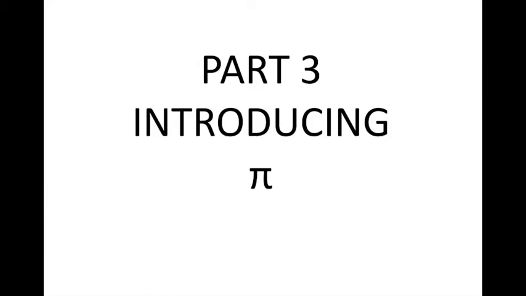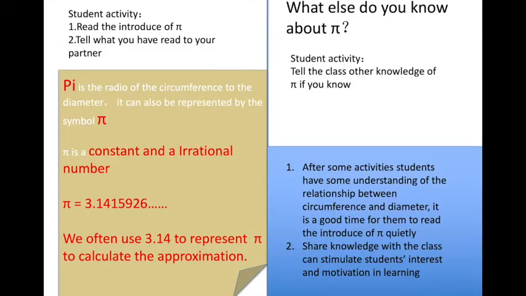Part 3. Introducing pi. All the students' activities before are to help students get a deep understanding of pi. And now, it's time to introduce the name of the ratio between circumference and diameter, pi. Students will read the introduction of pi quietly and communicate their understanding with their partner in whispers. The class needs not only heated discussion but also quiet thinking.